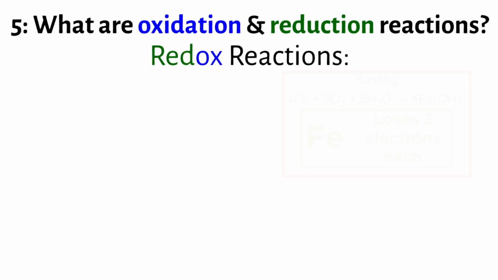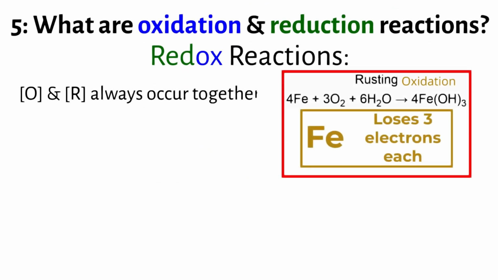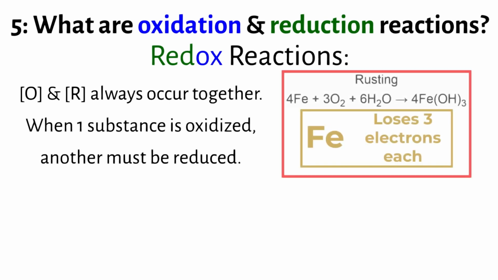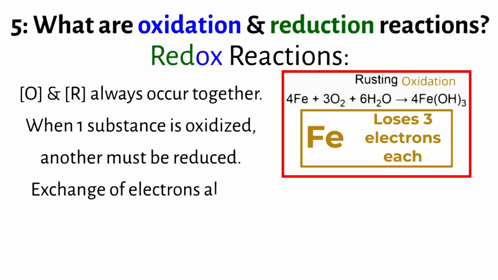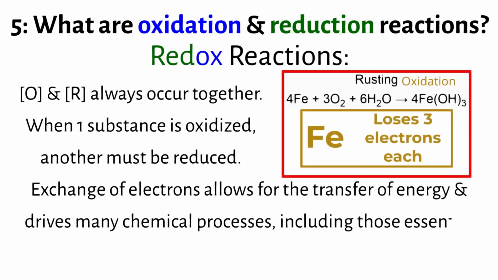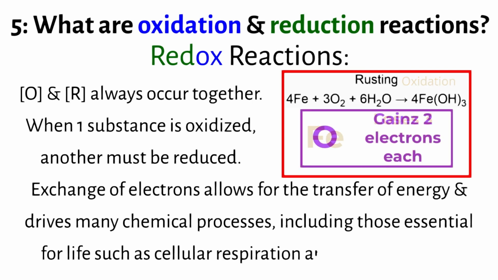It's important to note that oxidation and reduction always occur together. When one substance is oxidized, another substance must be reduced, and vice versa. This exchange of electrons allows for the transfer of energy and drives many chemical processes, including those essential for life such as cellular respiration and photosynthesis.